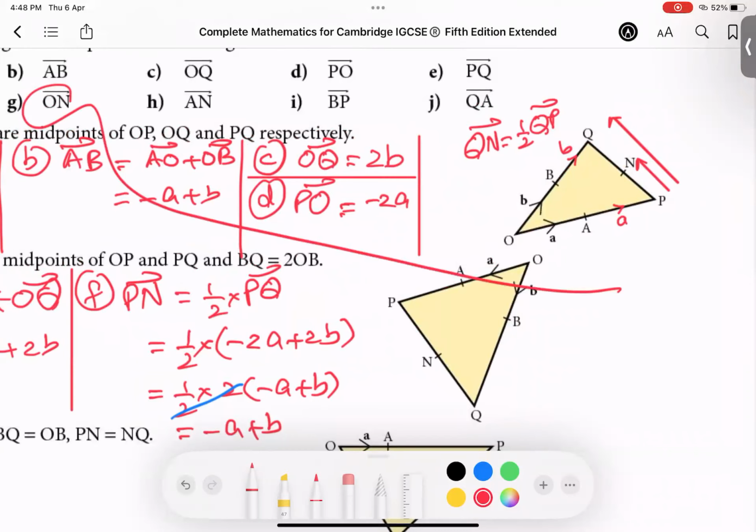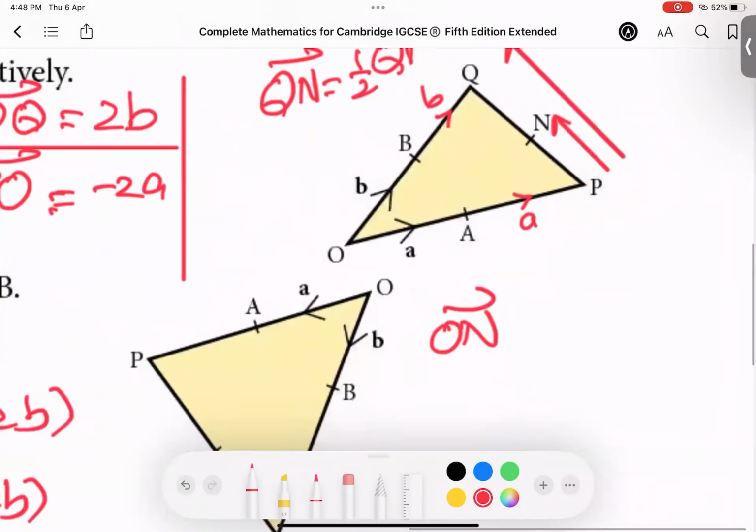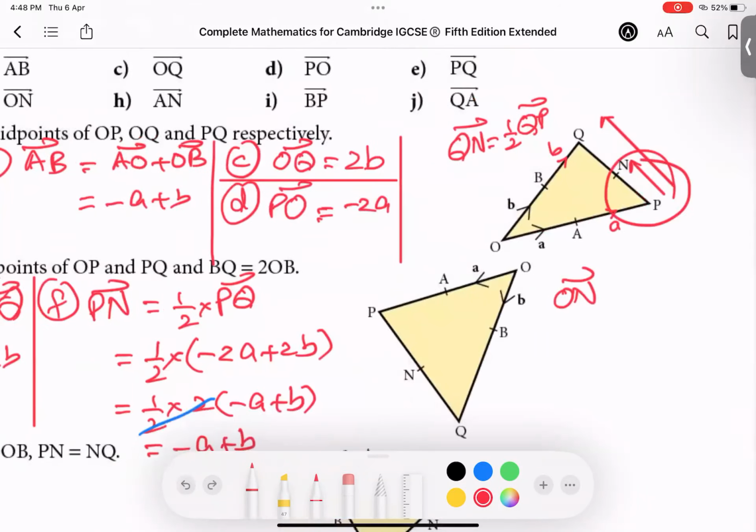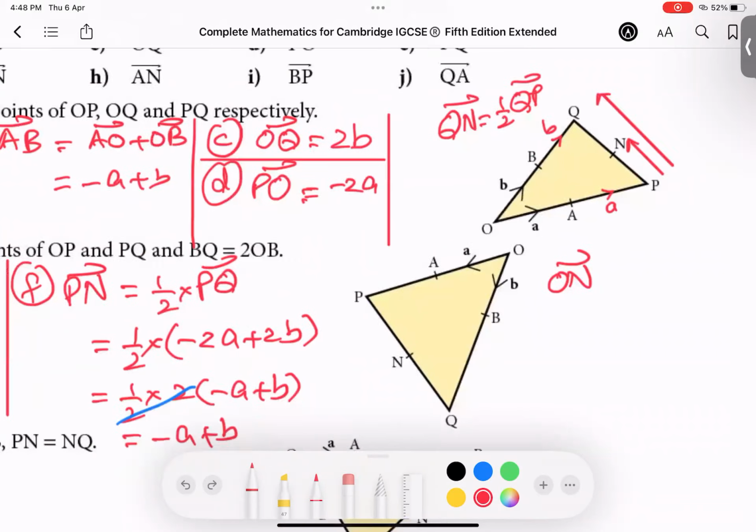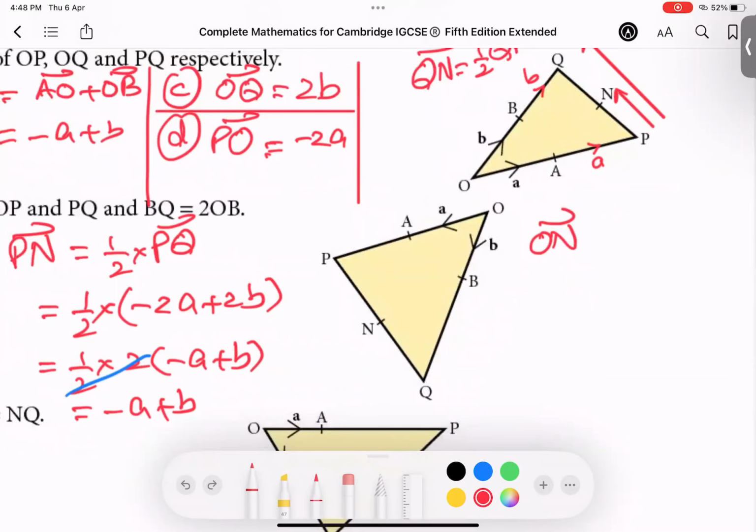ON vector. What is ON, students? So I have many paths. Look at it. O to Q to P, Q to N, also correct, not wrong. But O to P, P to N is a better path. Why, sir? Because PN, luckily I have the value. So always try your level best to choose the path which the previous part can help you. So let's start. O to P, P to N.